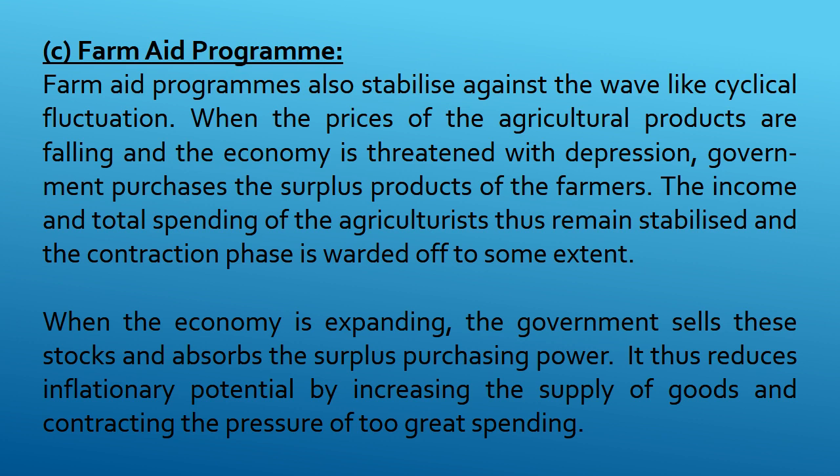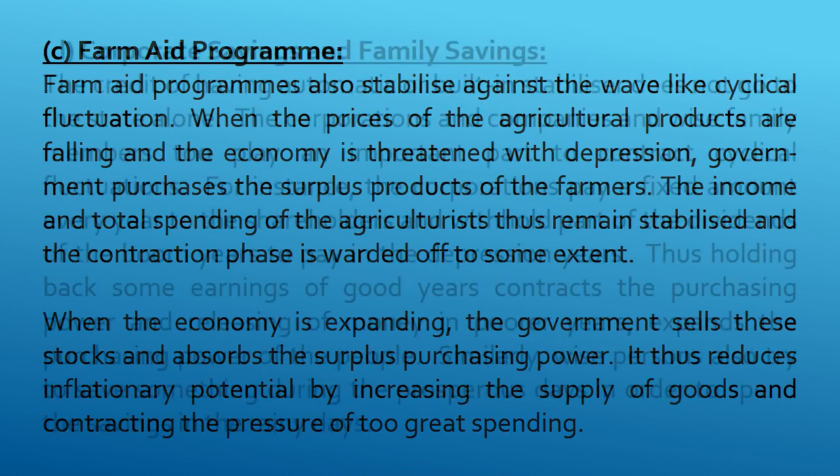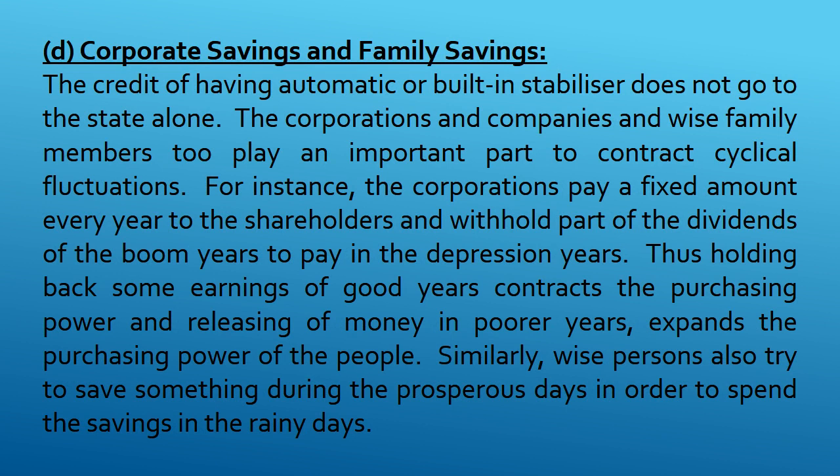When the economy is expanding, the government sells these stocks and absorbs the surplus purchasing power. It thus reduces inflationary potential by increasing the supply of goods and contracting the pressure of too great spending. D. Corporate savings and family savings. The credit of having an automatic or built-in stabilizer does not go to the state alone.